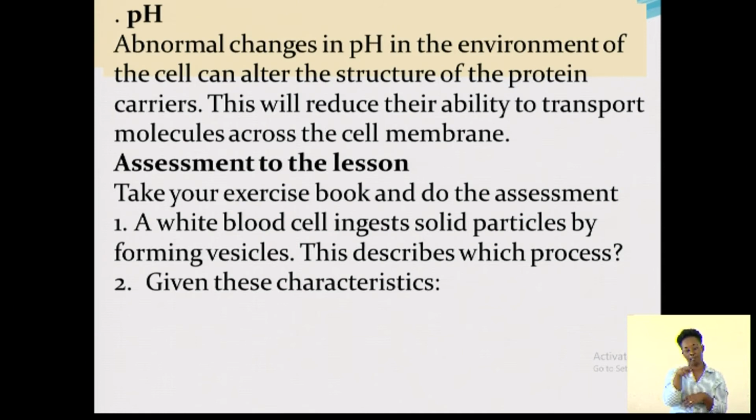So once you change the structure of carrier proteins because of the change of the pH, that will affect active transport. This will reduce the ability to transport molecules across the membrane. Once there is a slight change of pH across the membrane, eventually that will affect the active transport.